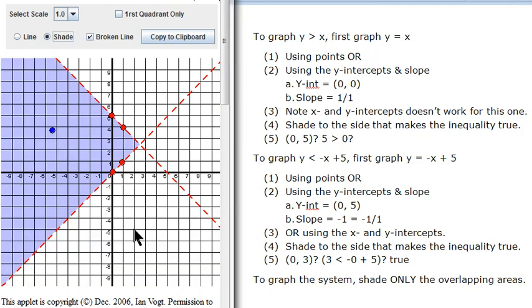Now I'm worried about overlap. So this is the only place where it overlaps, and that would be what the graph of this system of inequalities would look like. Okay, I hope this helped.